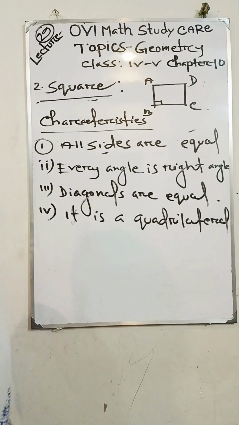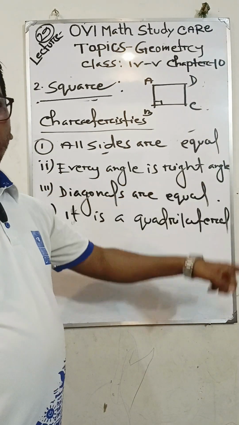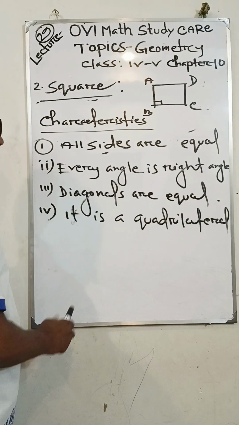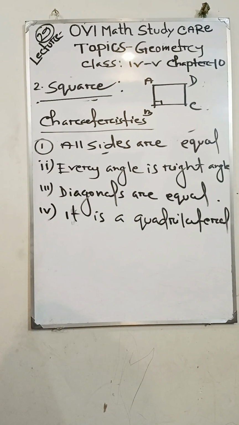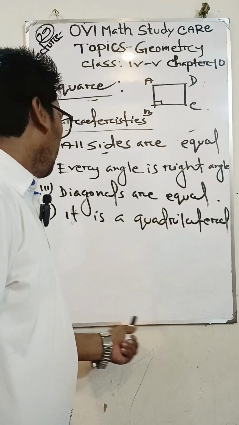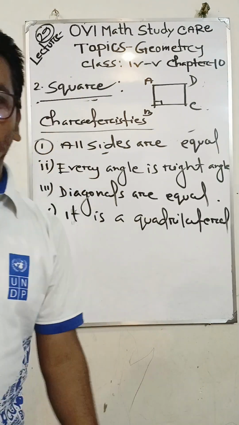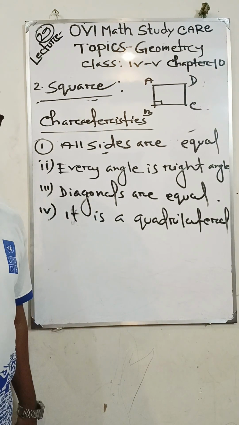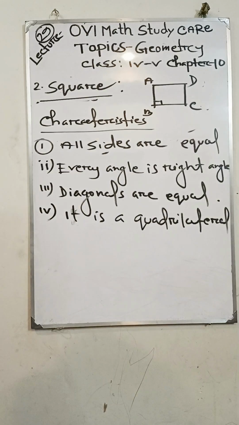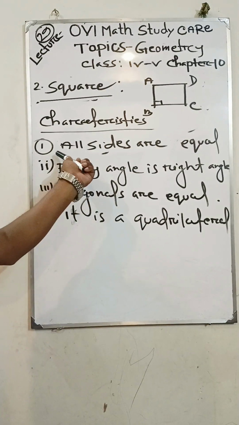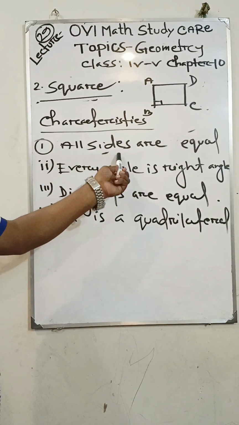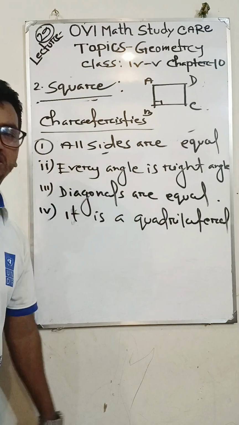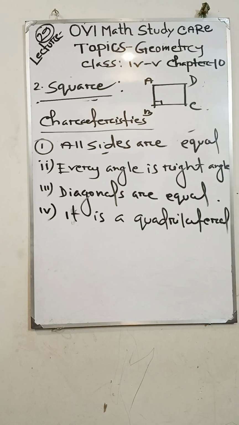Every side is equal. Second, every angle is a right angle, same as rectangle. Diagonals are equal, the same characteristic as a rectangle. And it is a quadrilateral. These four characteristics of a square are similar to a rectangle. Only one characteristic has some difference. In the rectangle we write opposite sides are equal, here we write all sides are equal, and the other three characteristics are totally the same.